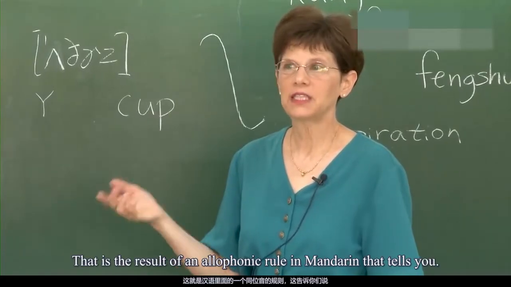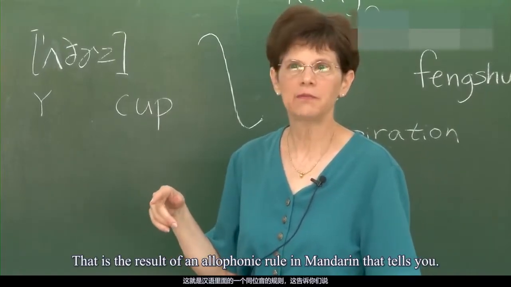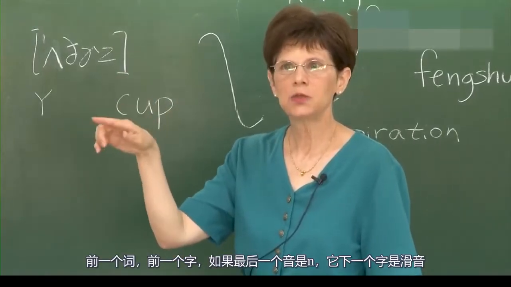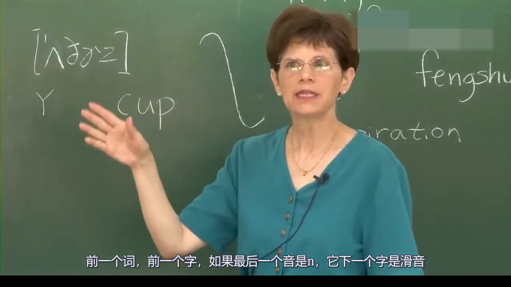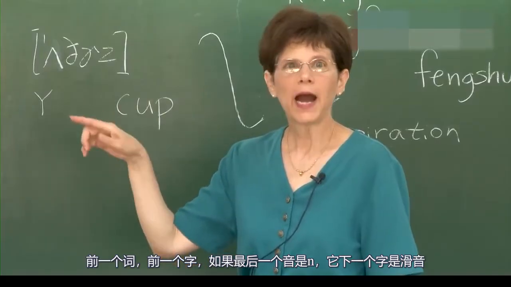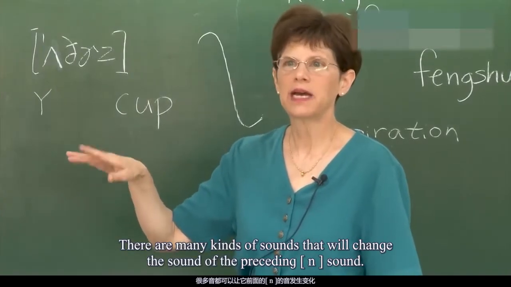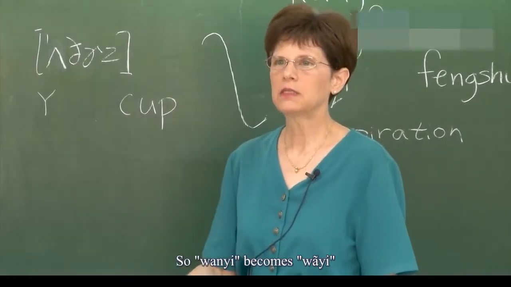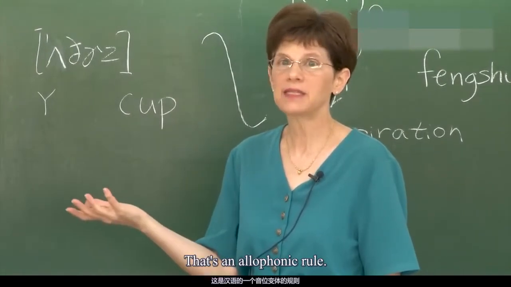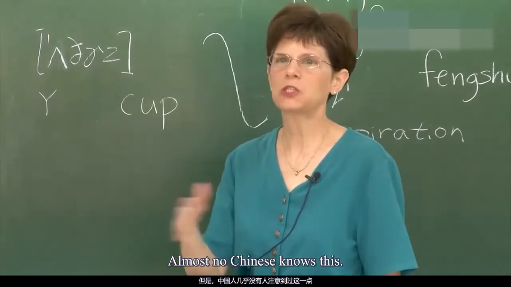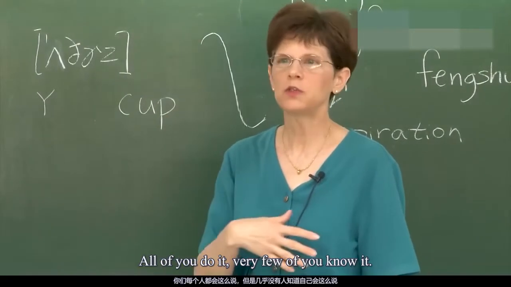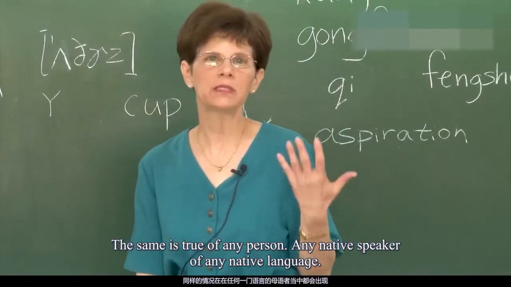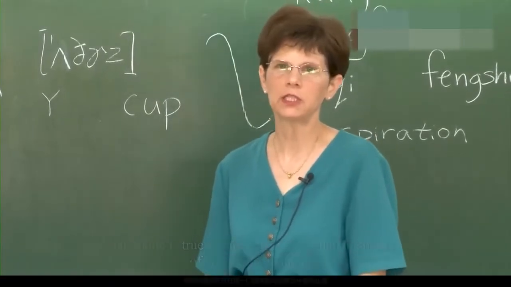That is the result of an allophonic rule in Mandarin that tells you 前一个字如果最后一个音是下一个字是滑音. There are many kind of sounds that will change the sound of the preceding sound. So 万一 becomes 万一. That's an allophonic rule. Almost no Chinese knows this. All of you do it, very few of you know it. The same is true of any person, any native speaker of any native language.